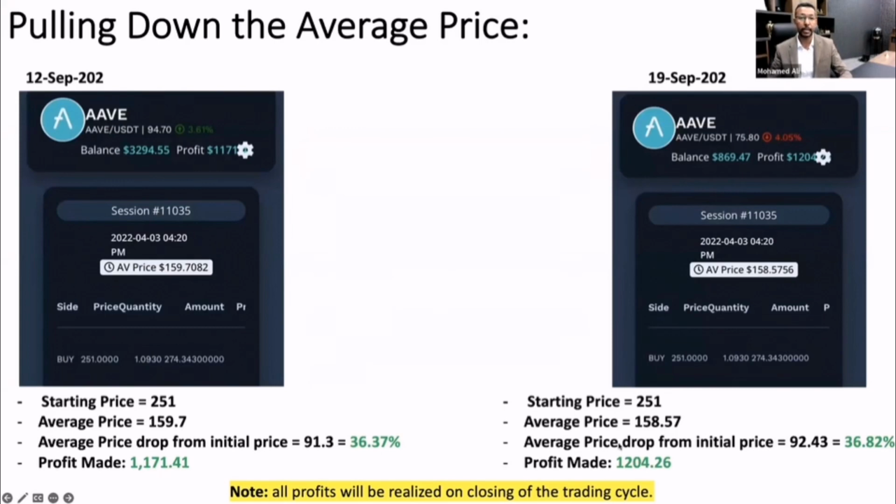That means our average price now is 36.82% below the initial price. What that means is that the market price now doesn't have to go all the way up to the initial price of 251. It just has to come to 158 plus 0.5 plus 1.5%, then start the process of taking profit. What happens if the market decided to stay at the price of 75 or even below? Easybot is still going to trade, buy and sell in small sizes and bring that average price from 158 to 75 or even lower, and then close it eventually.